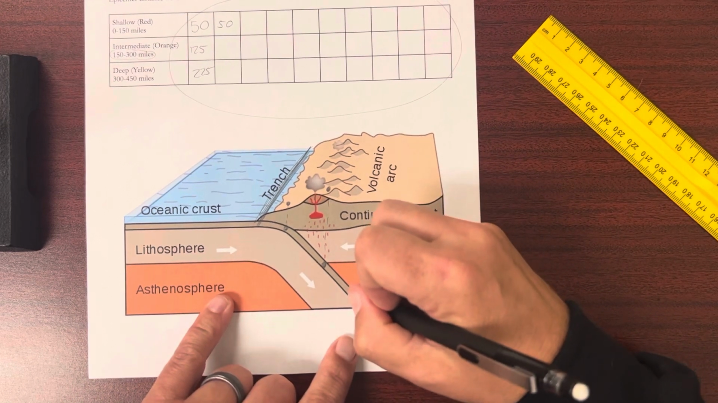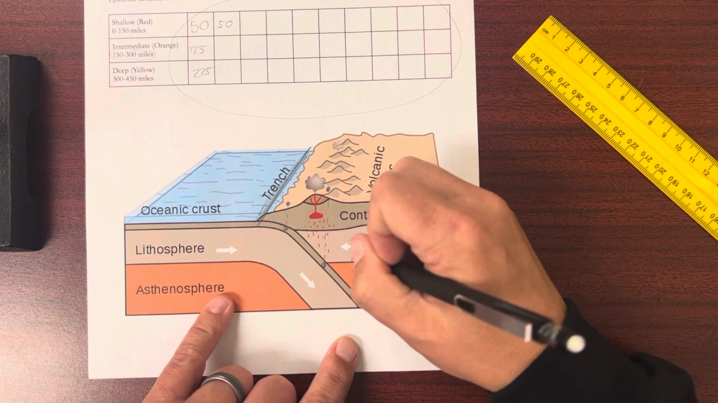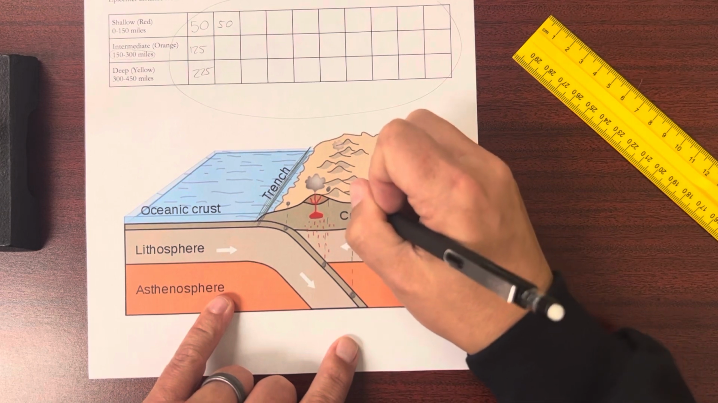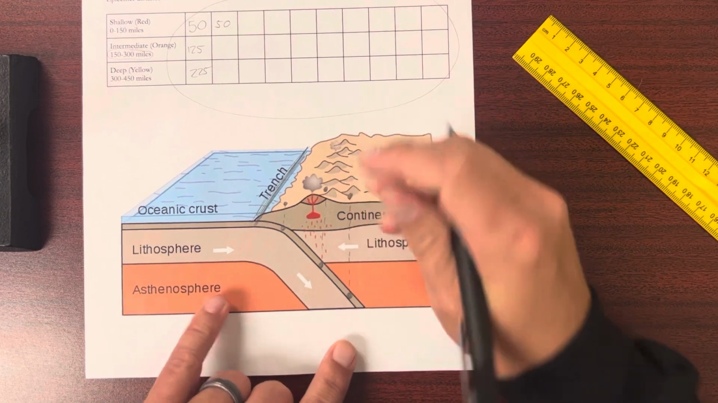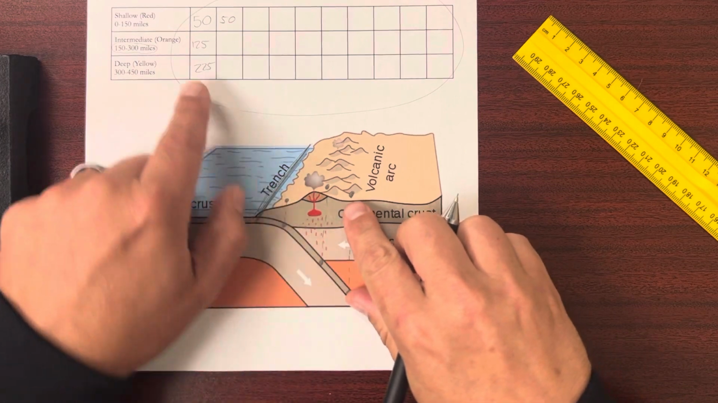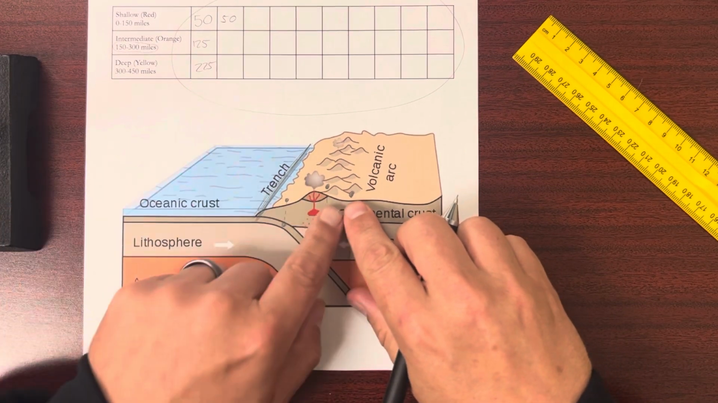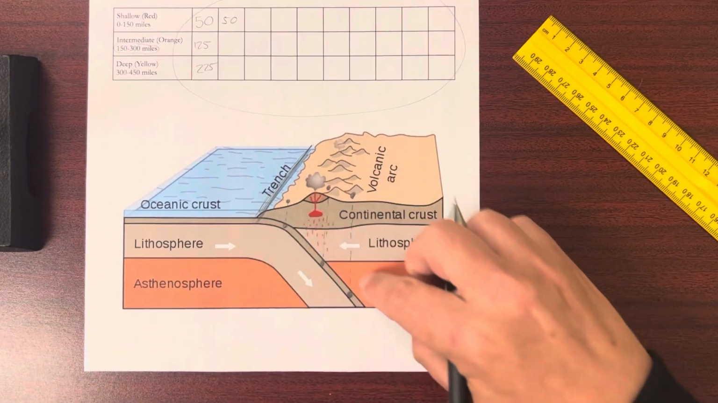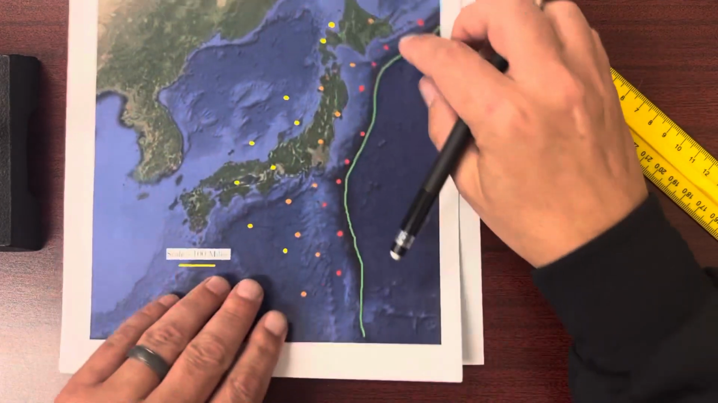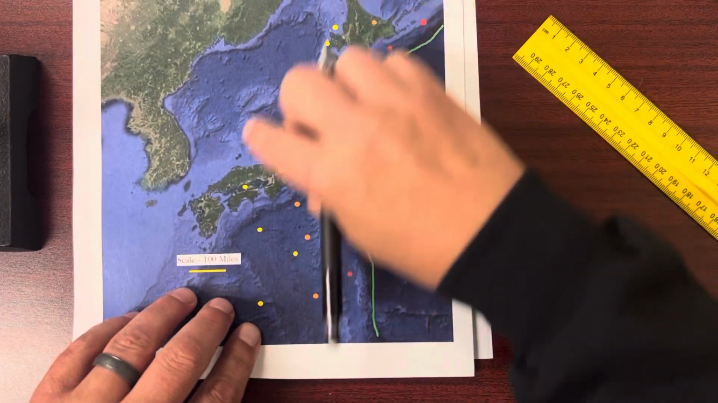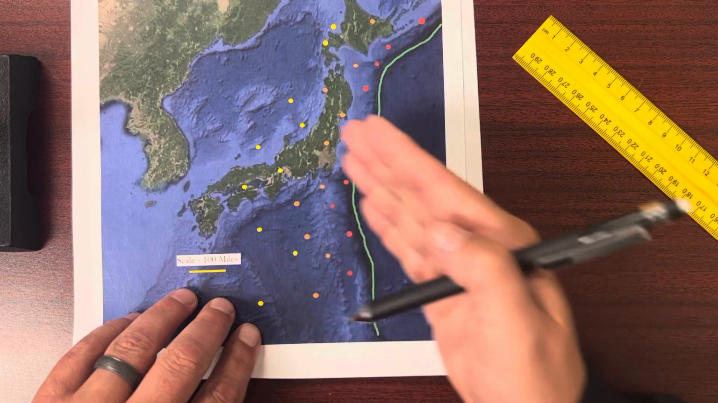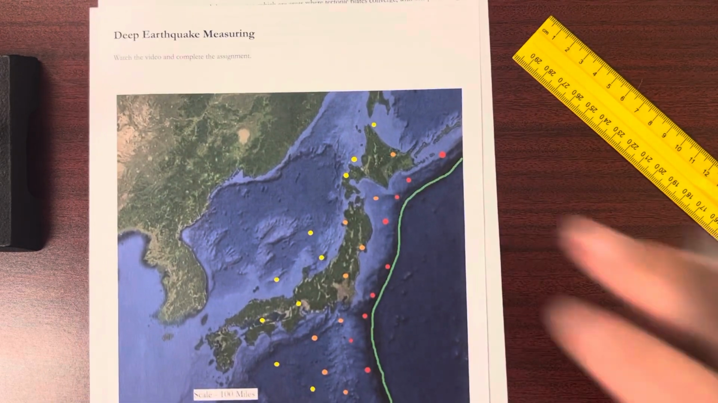And then those deep ones, you go straight up to the surface, and they're even further away from the trench, maybe 225 miles. So that's the representation of what we're seeing here, the different earthquakes and how far away they are. All right, I hope this helps.